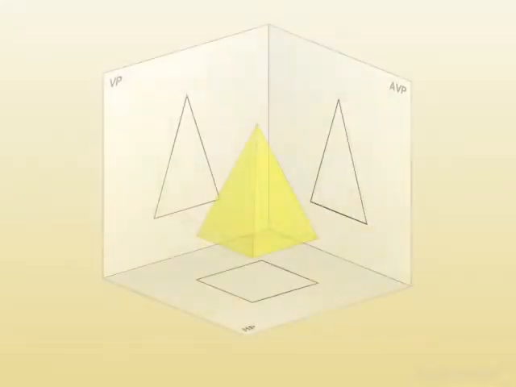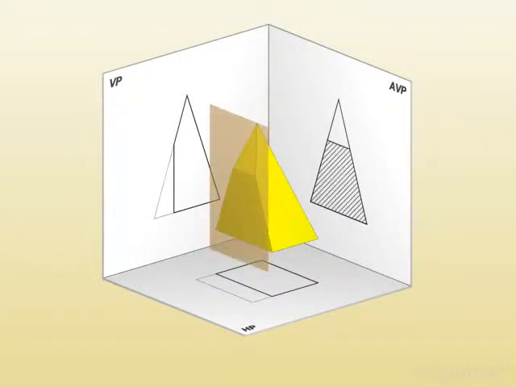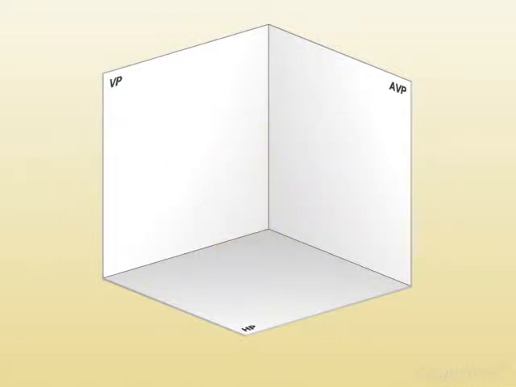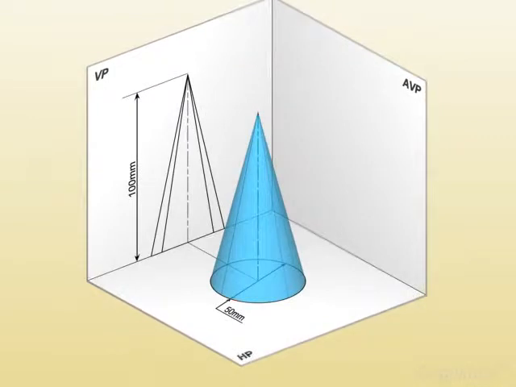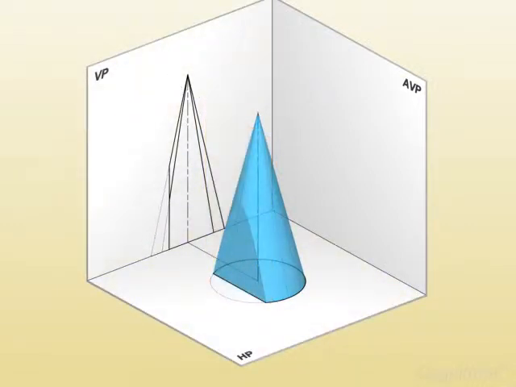Welcome back. Now let's see the construction of the sectional views when the objects are cut by imaginary vertical plane at different orientations. Consider an example of a cone resting on its base on HP. A cutting plane perpendicular to both HP and VP cuts the cone to the left of the axis.